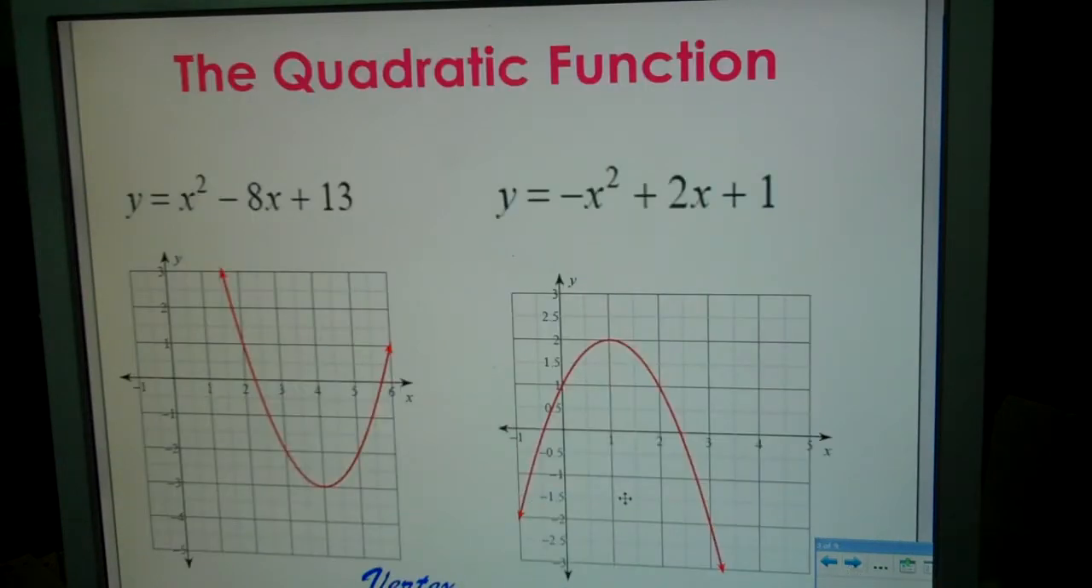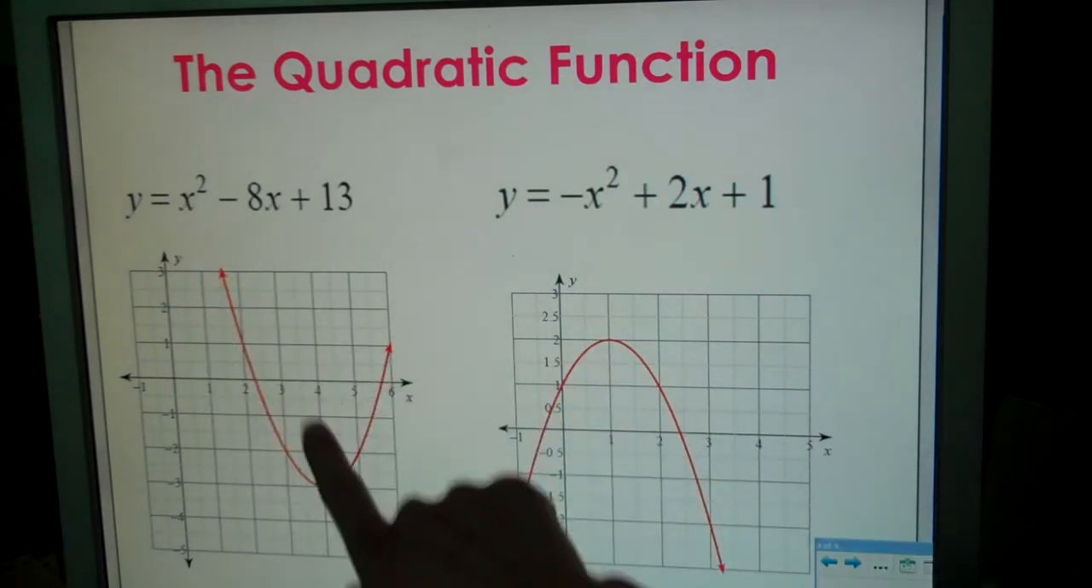All right, next thing. Here we go, quadratic functions. Here's an example of two quadratic functions. You can just write down one of them. It's not important to write down both. But, well, I lied. Write them both down because look at the difference.